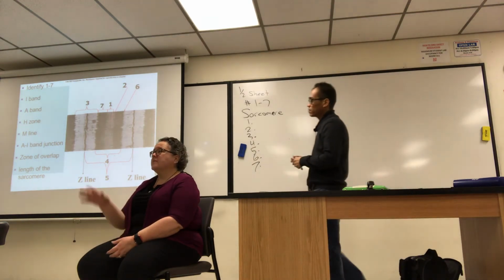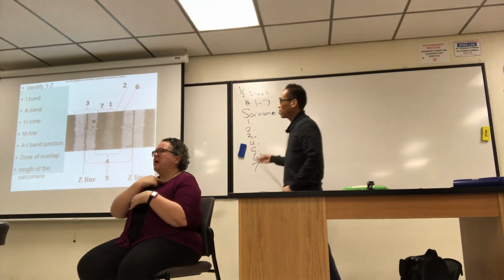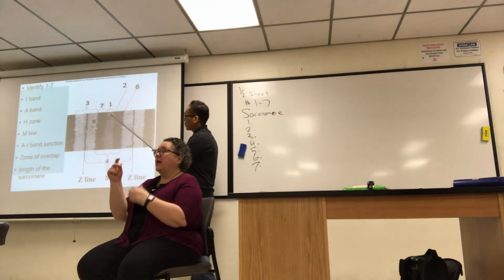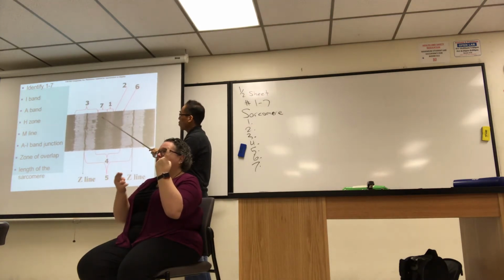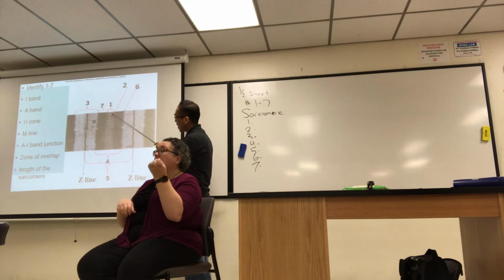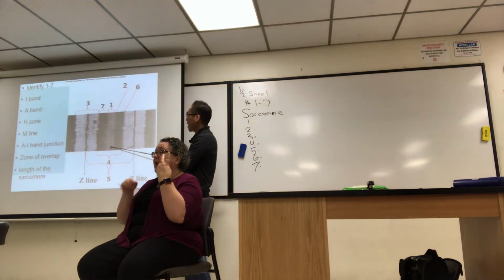You get stuck on any of them? Let's reconvene. Number 1. Which think that was? H zone. And what is number 2? The line bisecting the H zone. Right in the middle. M line.